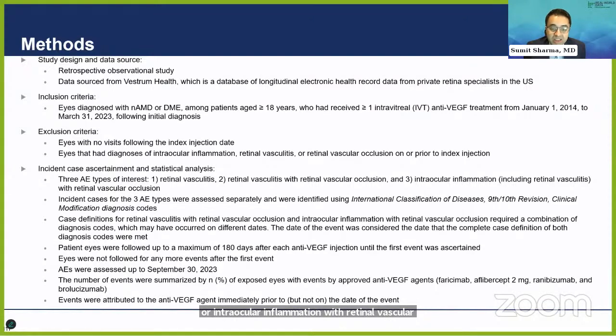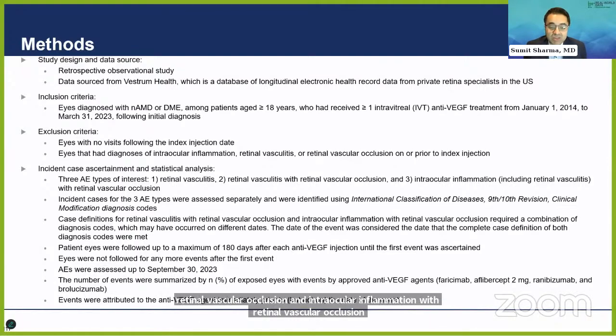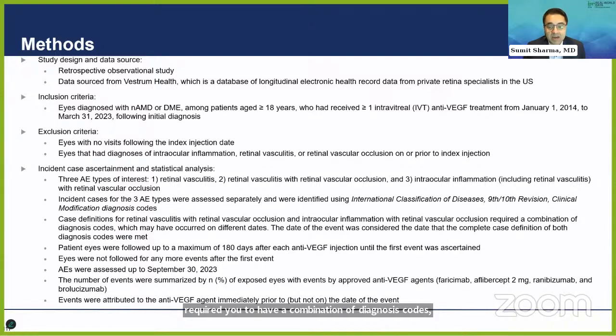The three types of AE were assessed separately using the ICD-9 or 10 codes. The case definitions for retinal vasculitis with retinal vascular occlusion and intraocular inflammation with retinal vascular occlusion required a combination of diagnosis codes, which could have happened on different dates. The date that both diagnosis codes were met and the complete case definition was met was the date used for indexing.